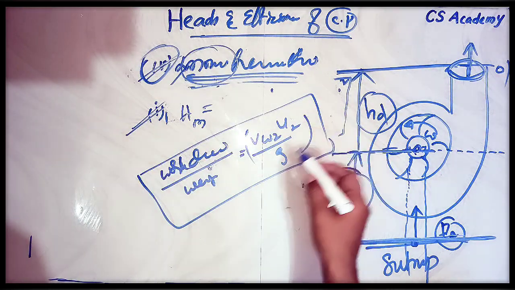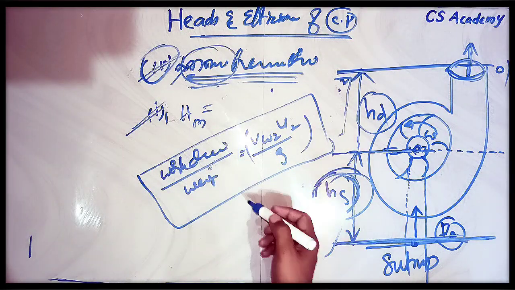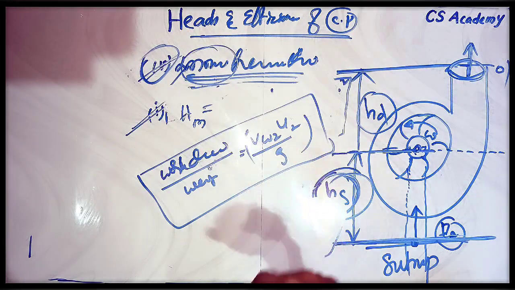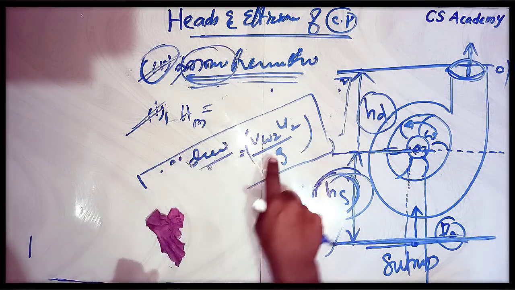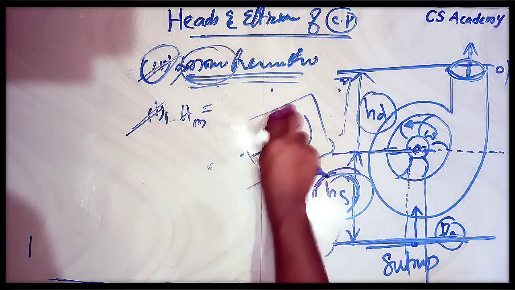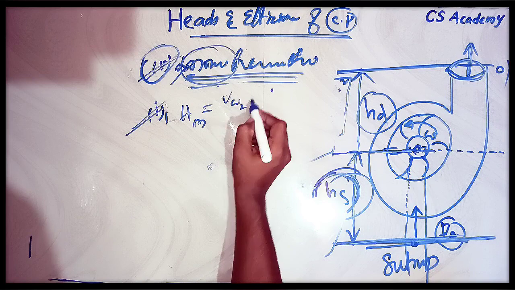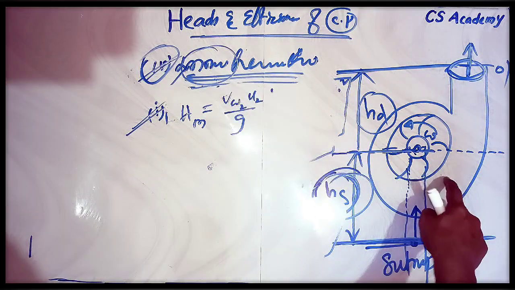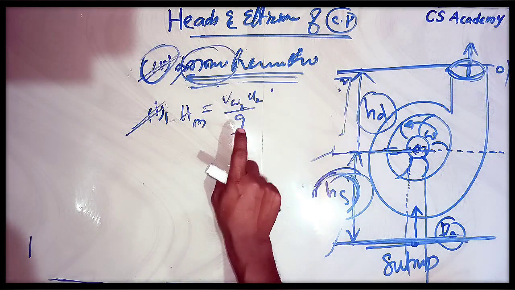I will explain the derivation for this work developed by the centrifugal pump in the next session. Because we have to use this formula here, that's why I am telling it here. Just remember this formula, Vw2 U2 by g. I will tell the derivation in the next session. This is the work developed by the centrifugal pump.